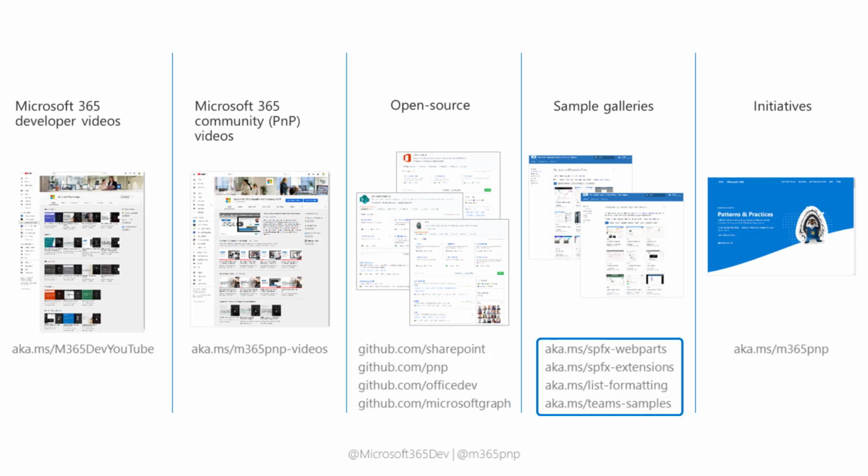We have a samples gallery where you can find a bunch of examples categorized by topic, target platform, and technology, as well as if you go to aka.ms/m365pnp, you can find all of the detailed information about the Microsoft 365 project, and you can also see how you can contribute and become part of the Microsoft 365 project. So keep an eye on that one as well.